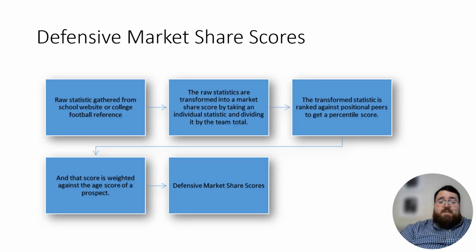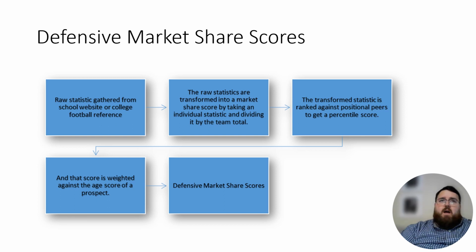So in terms of defensive market share data, which is what I use to evaluate most prospects, you're taking an individual statistic and dividing it by the team total statistic. For example, you might take solo tackle data and divide it by the total solo tackles of his team to give you that number. And then that number is compared to every single linebacker in the database, since as far back as you can imagine, to give you that particular score.